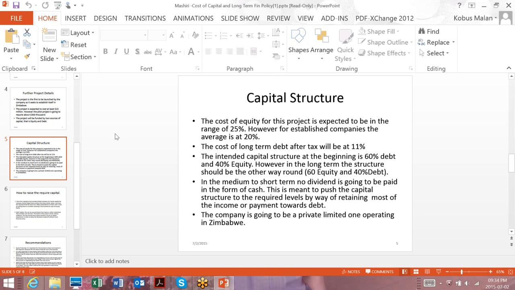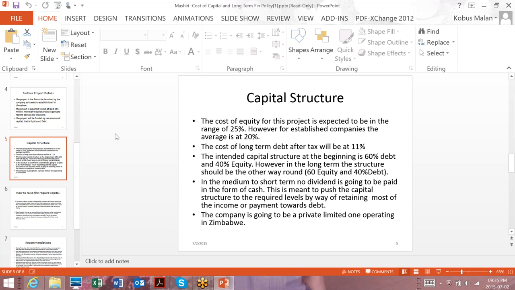We are on your slide 5, capital structure, Mike, and you will need to give some details as to how you arrived at these various costs. For example, you say that for established companies the average cost is at 20%. How did you get to that? So remember that you must give some detail on these figures. How did you get to them, and what is the source of your information?